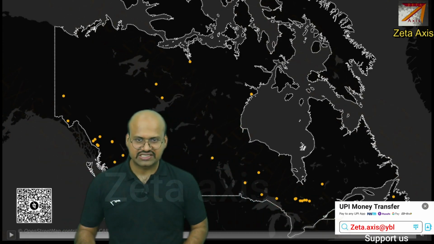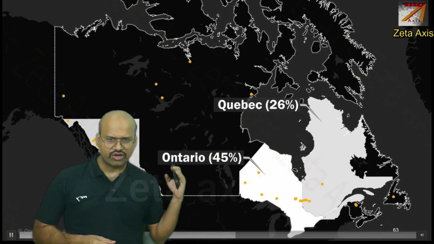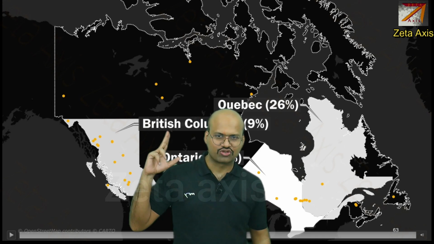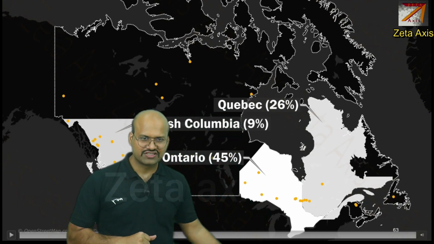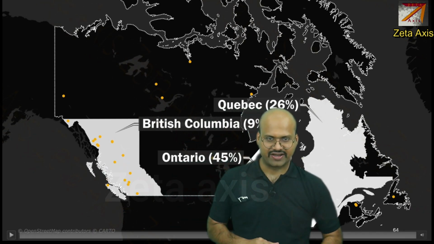And if we see the states which produce the maximum amount of gold in Canada, then Ontario is at 45%, followed by Quebec, which is at 26%, and then British Columbia at 9%. We can see that the maximum amount of gold within Canada is produced on the eastern side, from Ontario and Quebec.